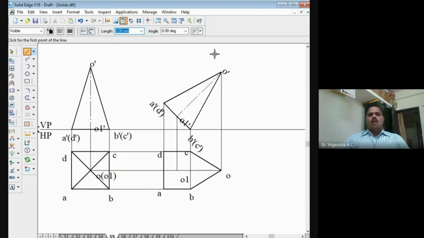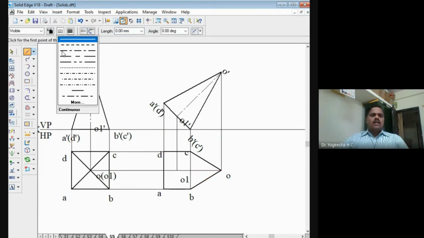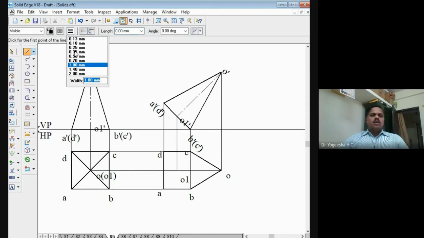When you look from the top here, the second top front view, right? Apex is near to the observer, base is away from the observer, meaning that the base is hidden and apex is visible. So all the base edges you have to make as the hidden lines. For that, I'll take this hidden line tool. I'll join B to C as a hidden line. B to C will be a hidden line, right? And this D to O will be a hidden line, right?